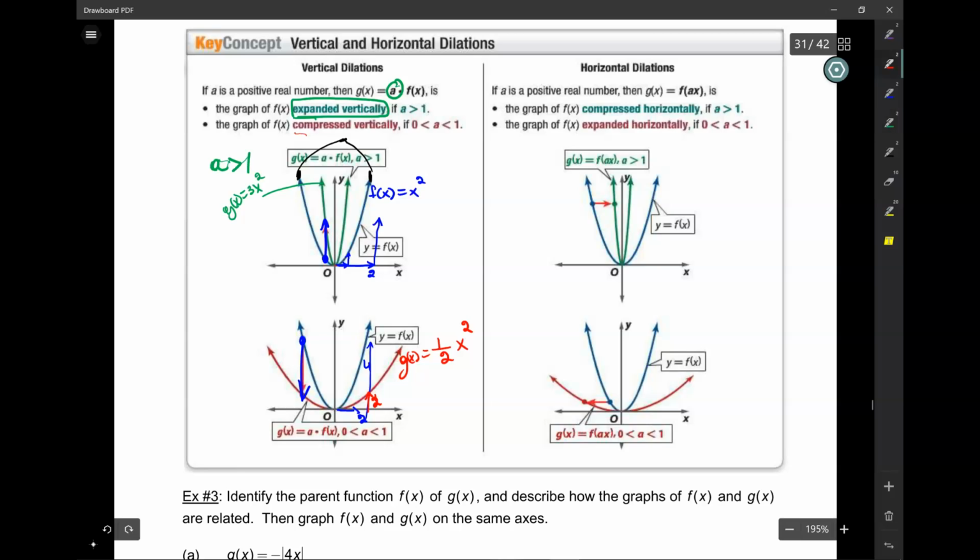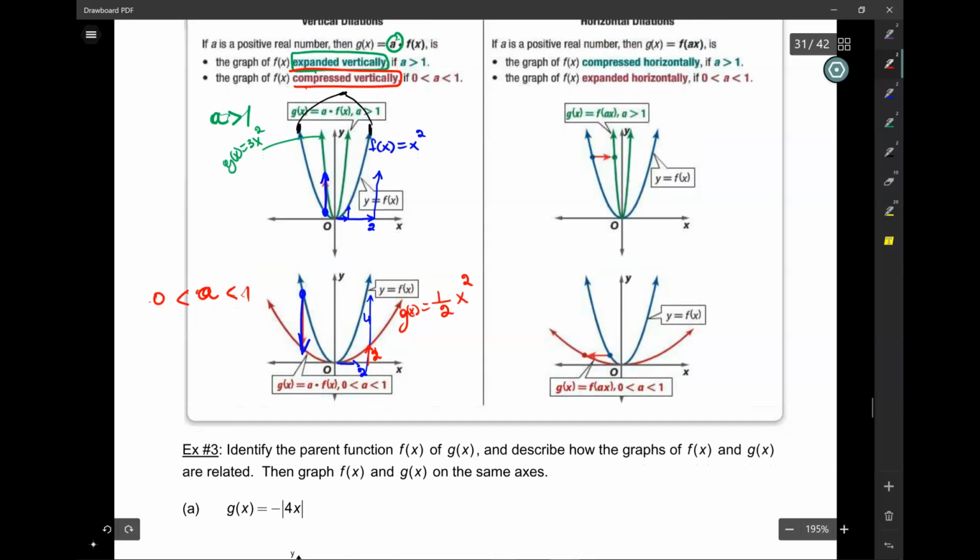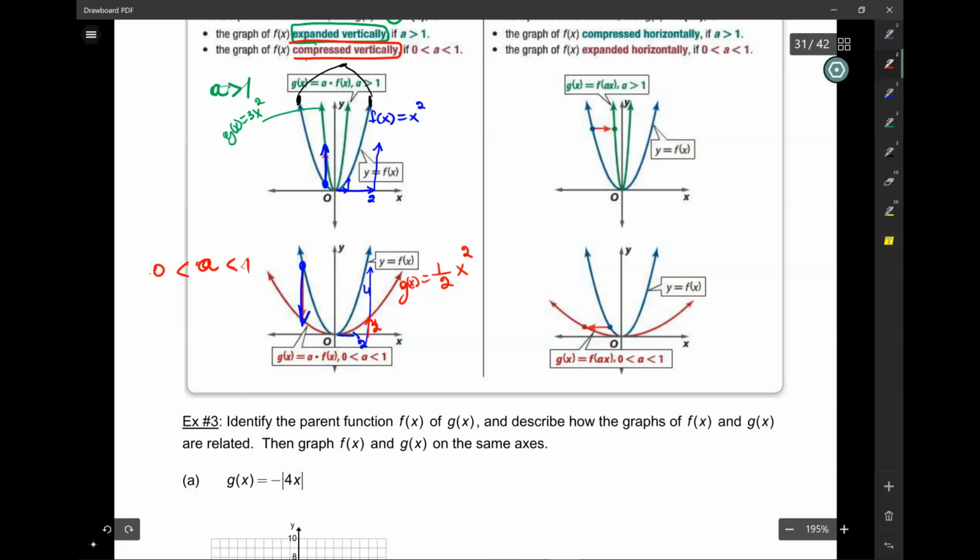Or you have a compression, and that happens when a is not less than 1, because then we take negatives and stuff as well. When a is between 0 and 1. Okay? So, when it's like a half and so on and so forth. All right? Okay.